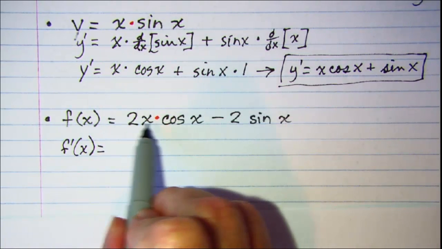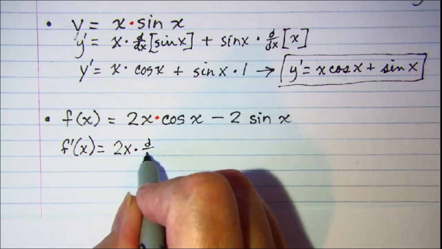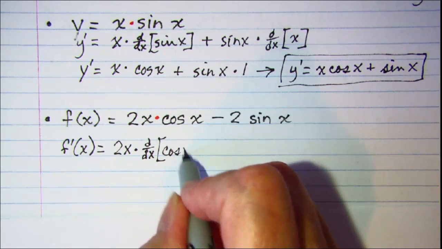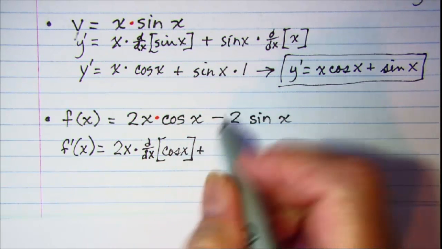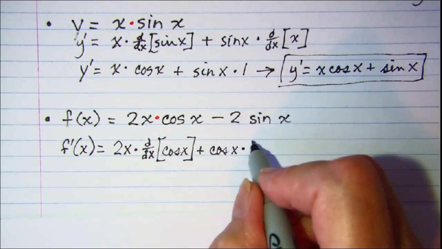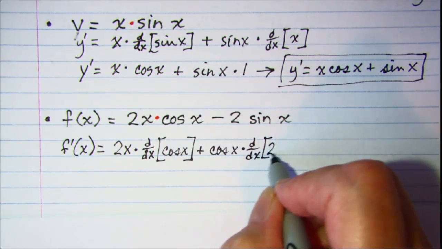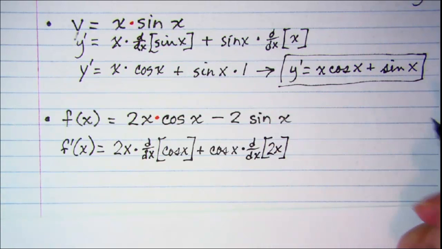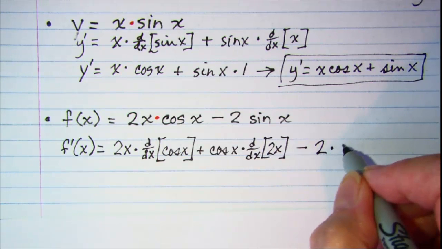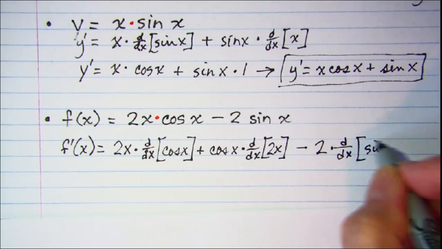is the first function times the derivative of the second function plus the second function times the derivative of the first function, and then let's just do this minus 2 times the derivative of sine x.